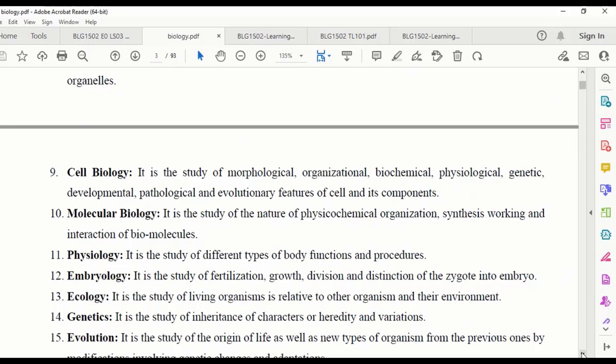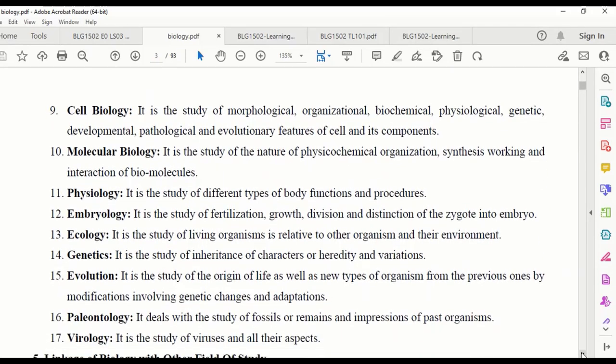And ecology is what most of you are going to come across. It's also a broad discipline, or a broad branch, which is the study of living organisms relative to other organisms and their environment. So when you're studying ecology of a certain species, which many people do, you don't only focus on its structure. You have to focus also on its response to other organisms and how it responds to the environment.